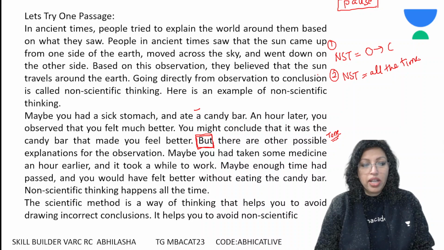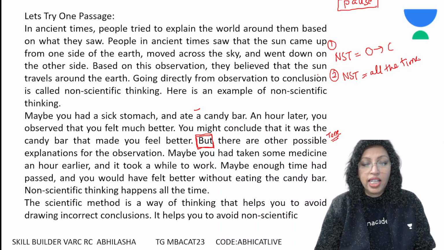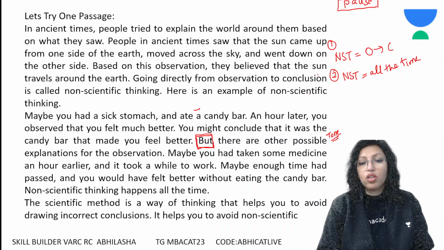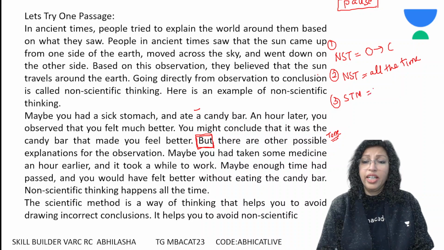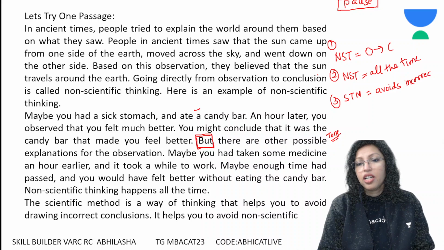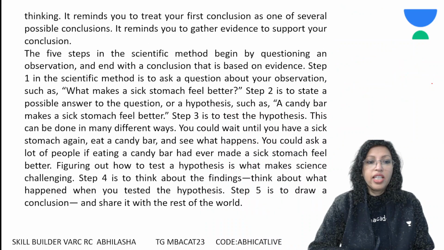Then we come to the next paragraph. The scientific method is a way of thinking that helps you to avoid drawing incorrect conclusions. Oh, so now we have a scientific method also, and we start talking about that. So the scientific thinking method avoids incorrect conclusions. So let me write that. Avoids incorrect conclusions. Okay. It helps you to avoid non-scientific thinking.